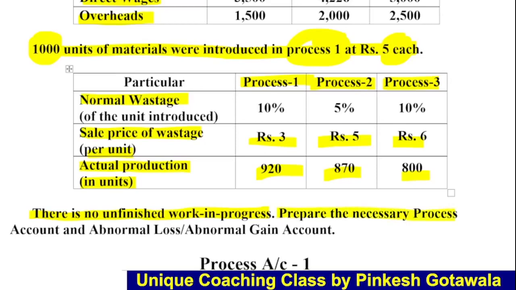Prepare the necessary process accounts. It means we have to prepare process accounts. Here 3 processes pass to complete that product, so we have to prepare those 3 process accounts. And abnormal loss or gain, it means if there is a loss then we have to prepare a loss account, if there is a gain we have to prepare a gain account.